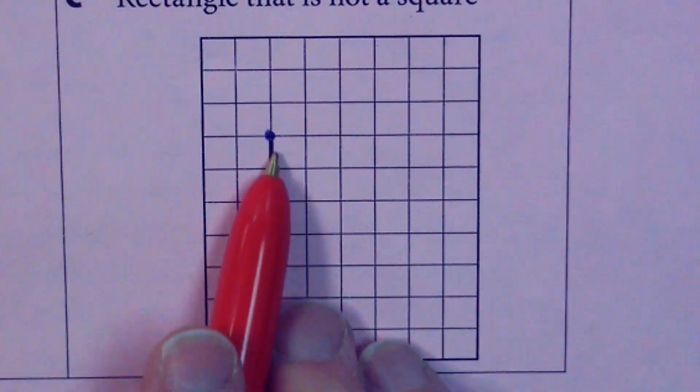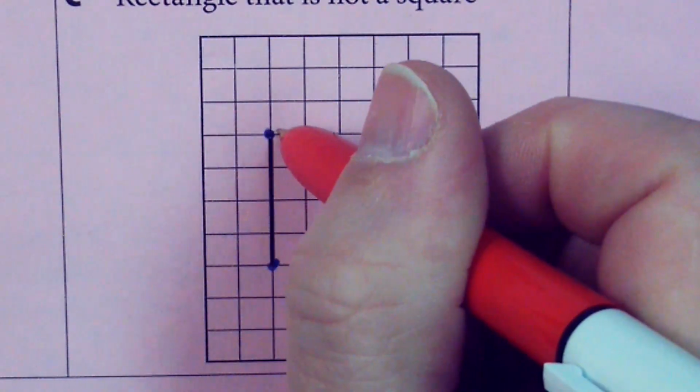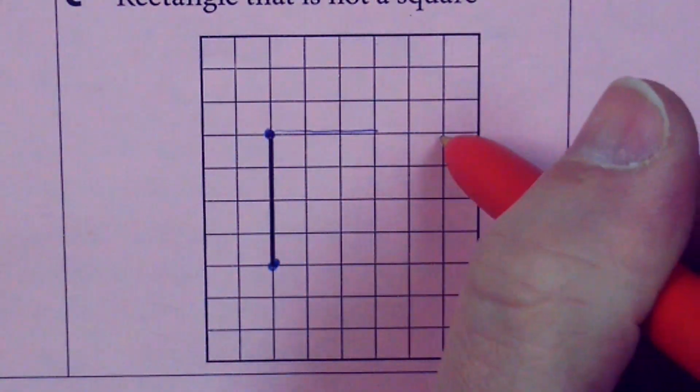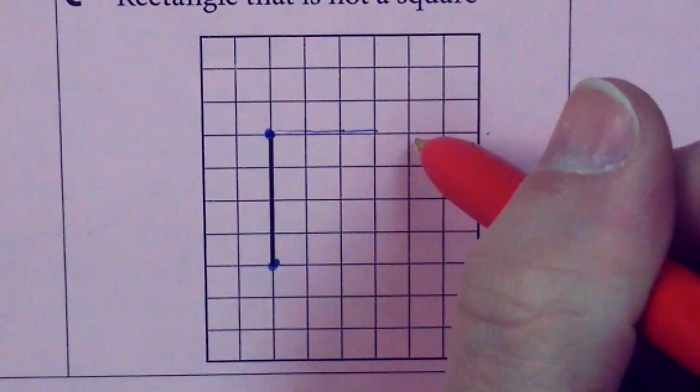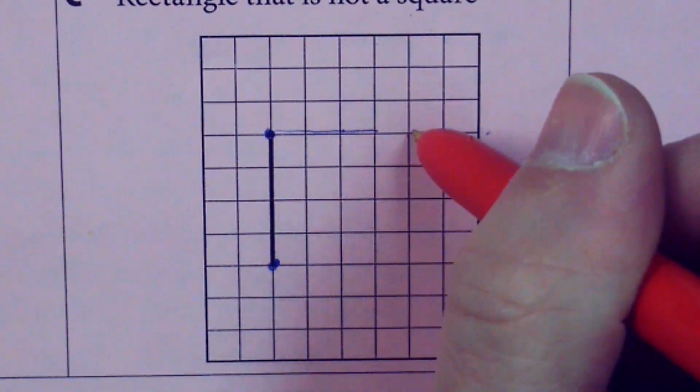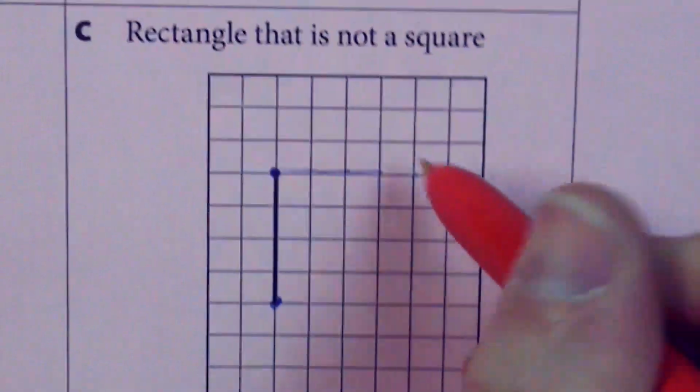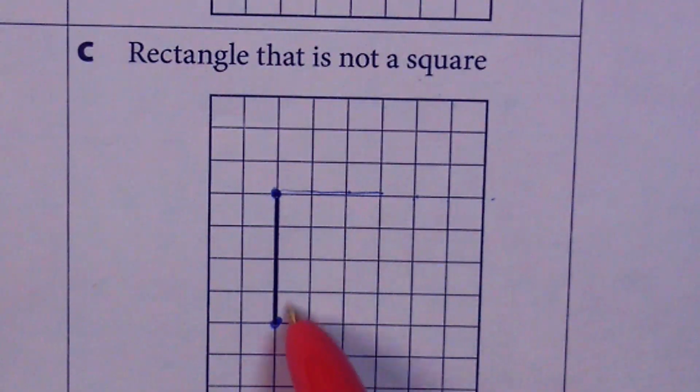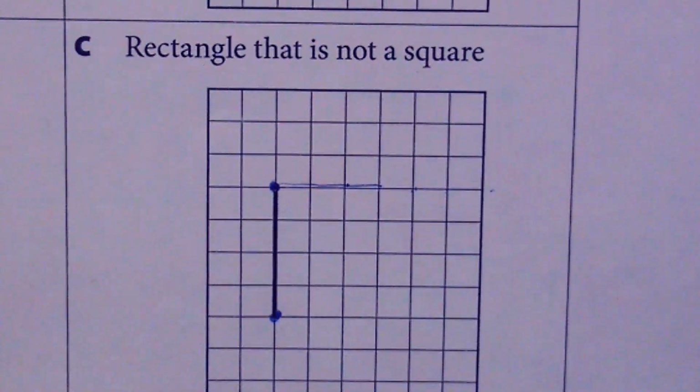So if this is 4 tall, I can go out 3, I can go out 5, I can go out 6, I can go out 2. I just can't go out 4, because if I go out to 4, then I get a square. So when you make this rectangle, just make sure it's not 4, 4, 4, 4, and you're good to go. Okay?